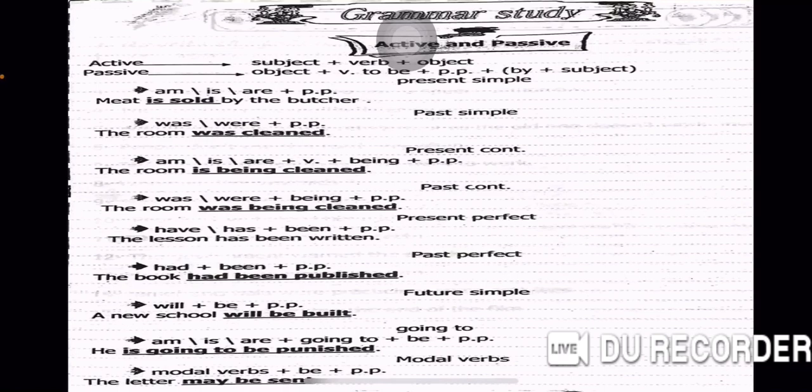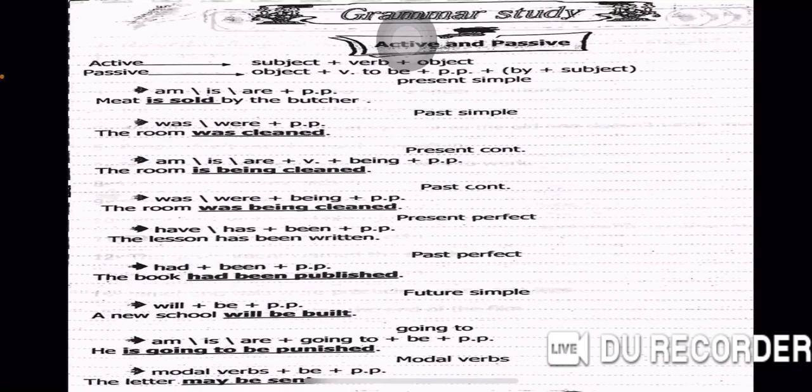If we find the active sentence is present simple, we change the verb to am, is, are plus past participle. If we find the active sentence past simple, we change the verb into was or were plus the past participle. If we find the present continuous sentence, we change the verb from am, is, are plus verb-ing into am or is or are plus being plus the past participle.